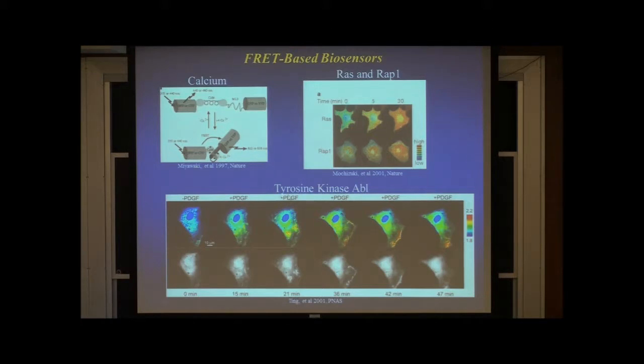And another example is tyrosine kinase Abl, which is a crucial molecule for cancer development. As you can see, using the tyrosine kinase Abl biosensor based on FRET, you can visualize that the Abl kinase is specifically activated at the membrane microdomains, like membrane ruffles. You can see the high FRET hot zones are specifically localized at these membrane ruffle regions. It's not global, everywhere. Okay?